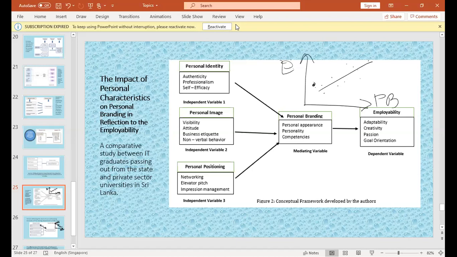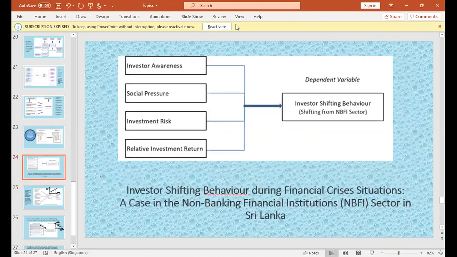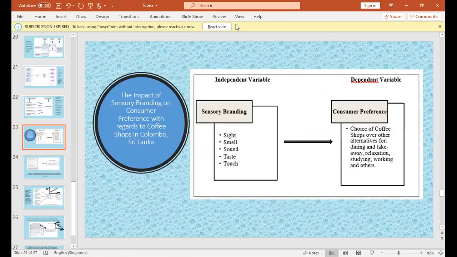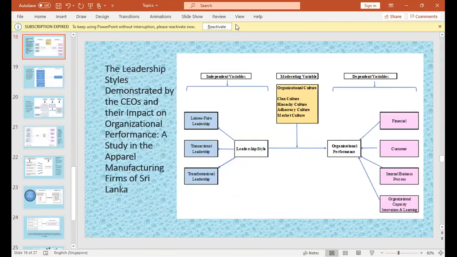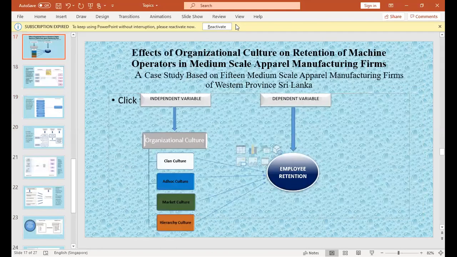Right? So here, what is the unit of analysis? Investors. Very good. Here, consumers. Very good.